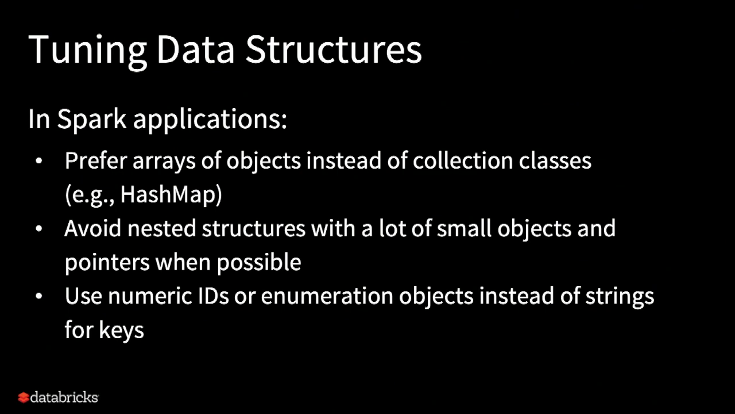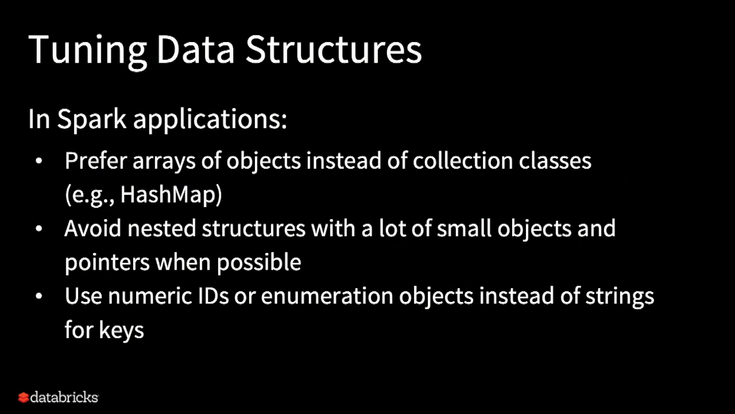Because the common collection classes, such as Java HashMap and LinkedList, use linked data structures where there is a wrapper object for each entry, and this object not only has a header, but also pointers. Usually, it will use up 8 bytes for the pointer to the next object in the list. The second is to avoid nested structures with a lot of small objects and pointers when possible.